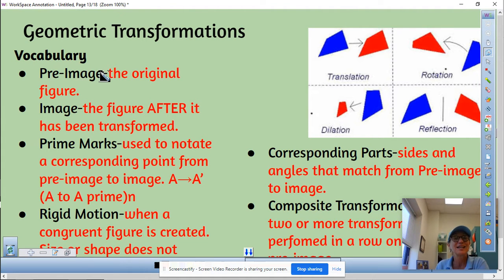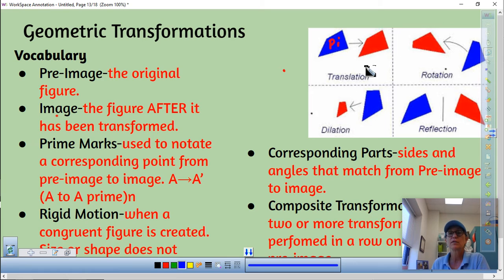first of all, let's talk about this idea in transformations of something called a pre-image. The pre-image is the original figure. So over here in this picture with the blue and the red, the blue one, the one on the left, is the pre-image. It's the original. And then we copied it and moved it, and we ended up there with what we call the image. So this is the pre-image, and right here, this is the image. So pre-image, image.